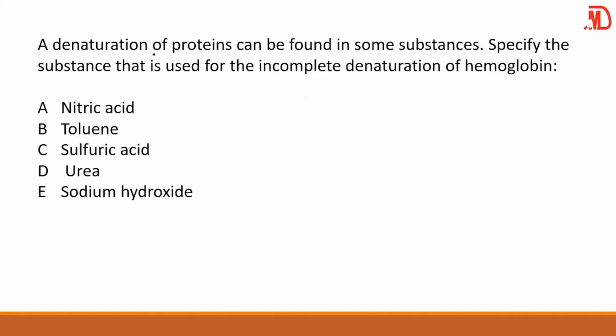Okay. A denaturation of proteins can be found in some substances. Specify the substance that is used for incomplete denaturation of hemoglobin. So first of all, what is denaturation? Denaturation is simply a process in which proteins or nucleic acids lose their structure. How do they lose their structure? Either there is external stress on them, or a strong acid or base has been used, or radiation or heat has been applied to them. They begin to lose their structure and return back to nothing. So that is denaturation of protein, in other words, destroying the proteins.